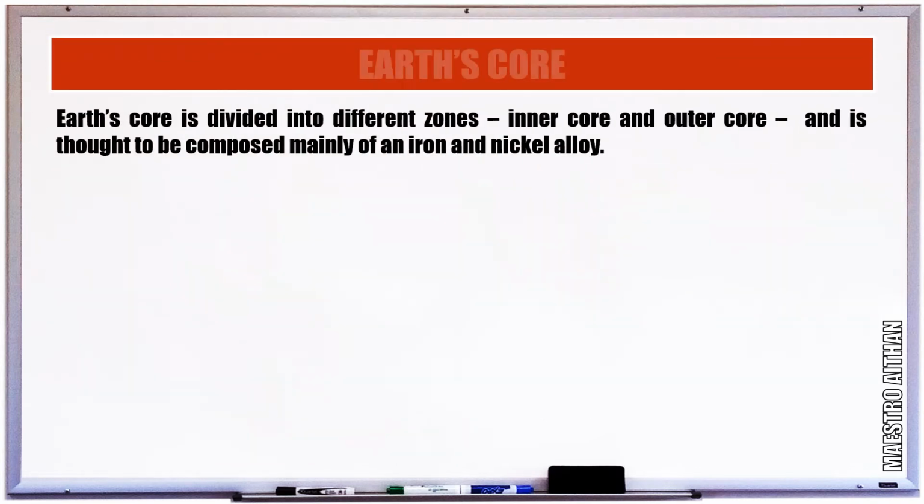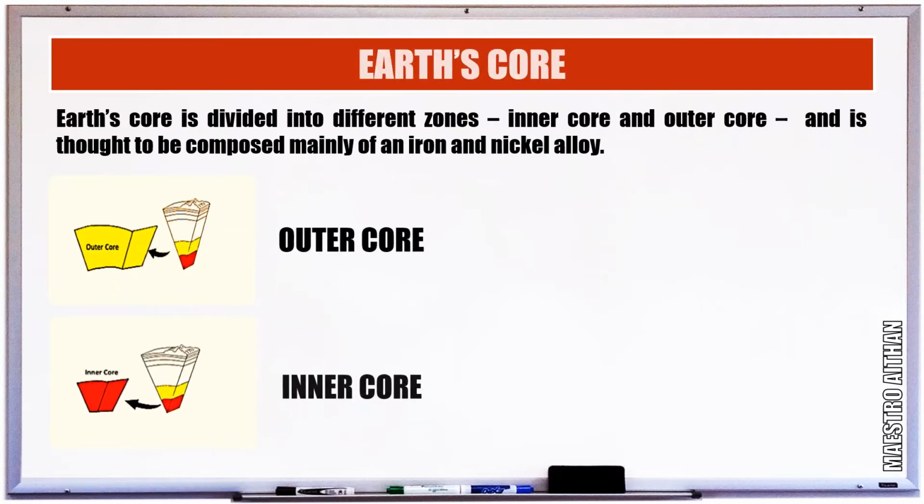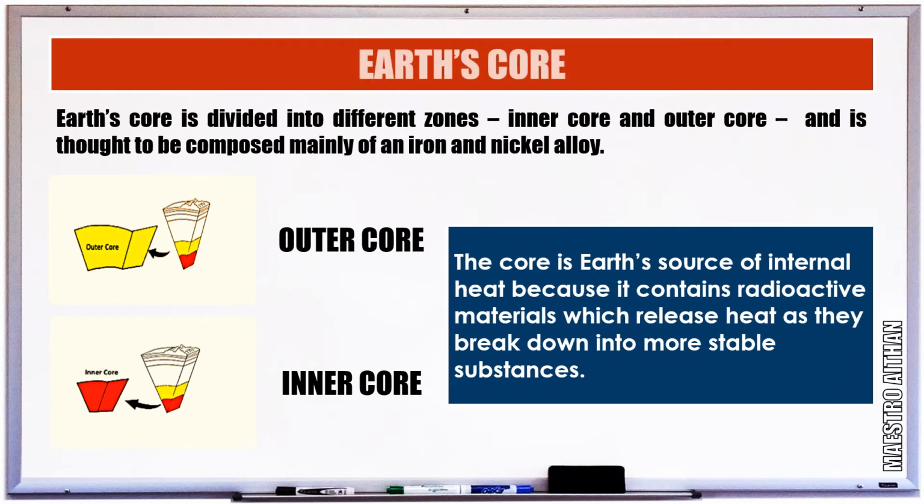Earth's core is divided into different zones: the outer core and the inner core. It is thought to be composed mainly of an iron and nickel alloy. The core is Earth's source of internal heat because it contains radioactive materials which release heat as they break down into more stable substances.